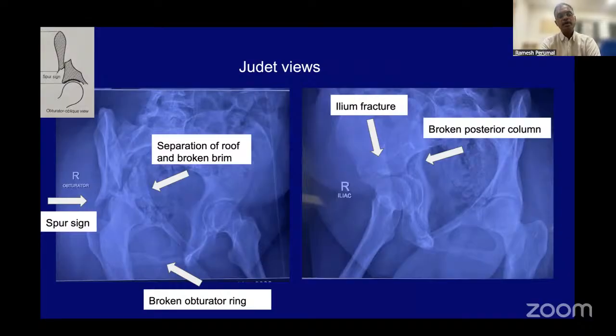Also, in an iliac view, you can see the extension of the ilium fracture into the iliac profile, and there is a break in the posterior column. So when both lines are broken and the spur sign is positive in an obturator view, it is one of the pathognomonic signs of a spur sign, along with the broken obturator ring.